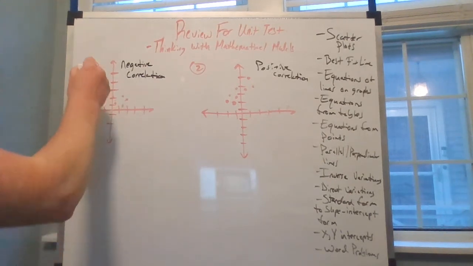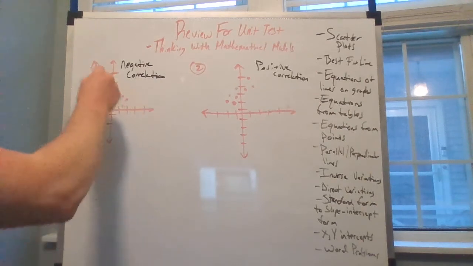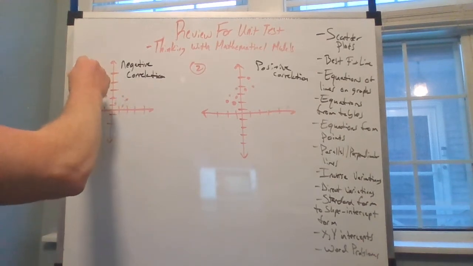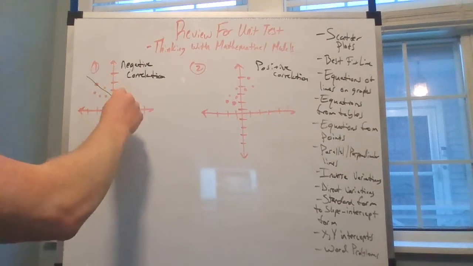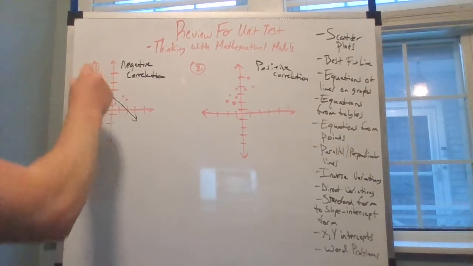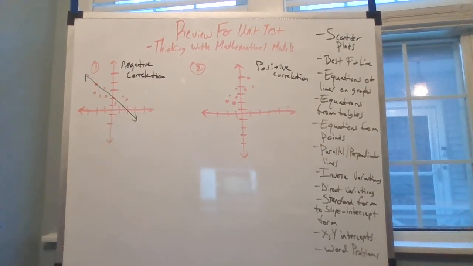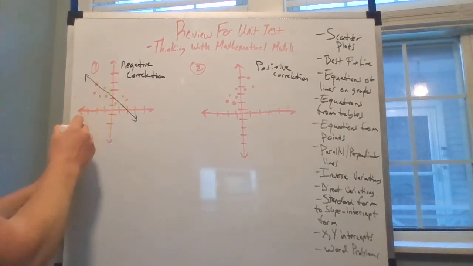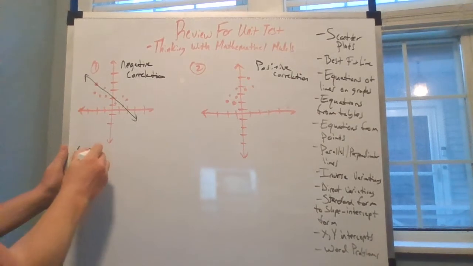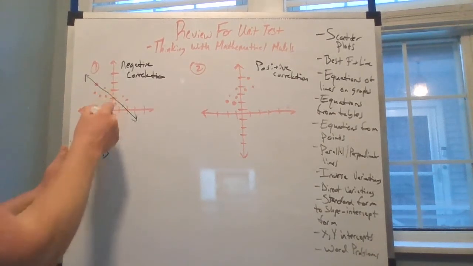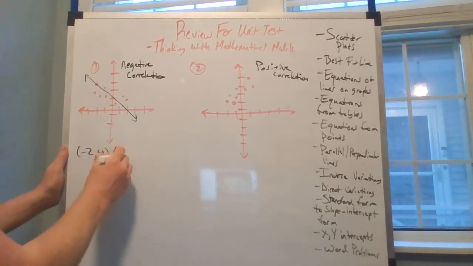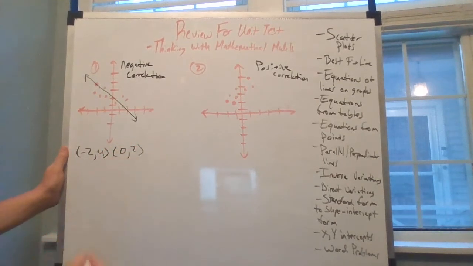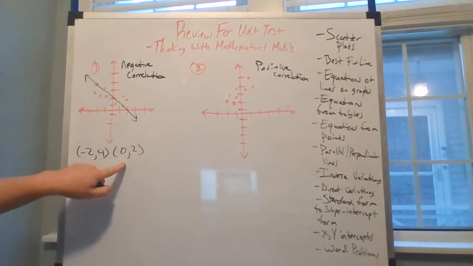And I'm looking here at this point. If I were to go something like this, that might be a good line of best fit. And that's going to go through this point over here and also this point here. I got a couple points I could use. So my line of best fit goes through at least a minimum of 2 points to make my equation. So I could use this point here, which is -2, 4. I could also use this y-intercept. That's always the easiest one to use. And that's 0, 2.